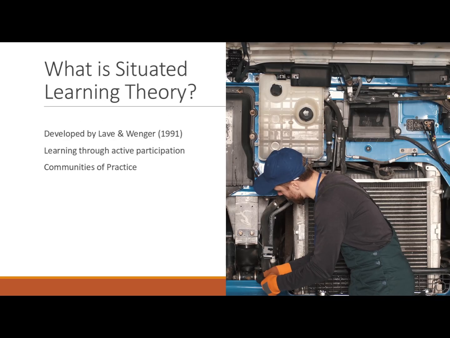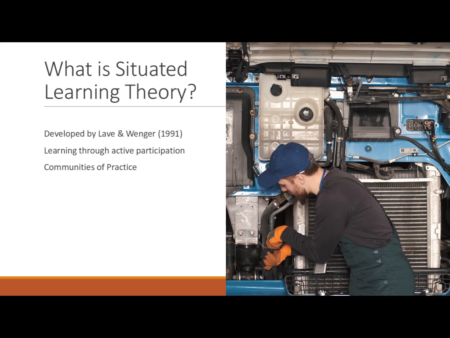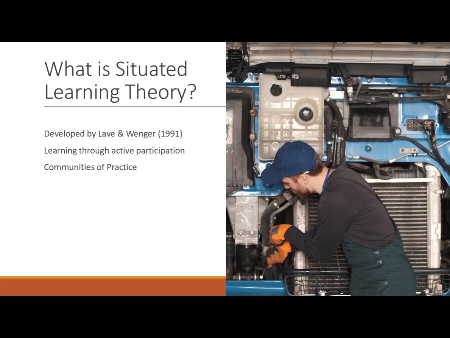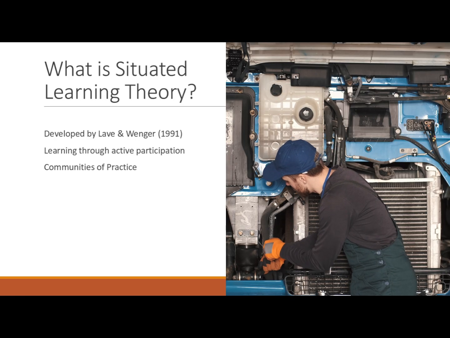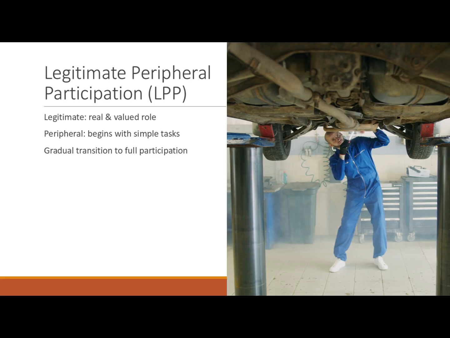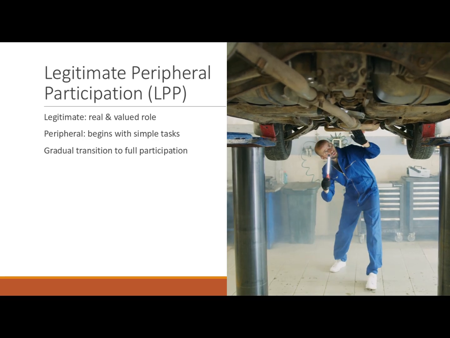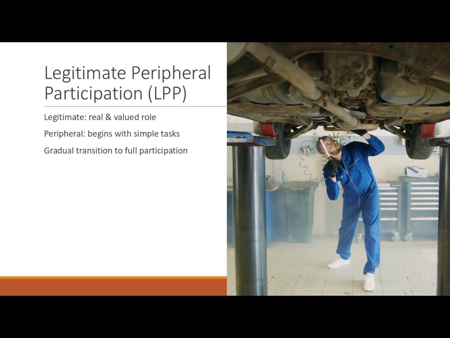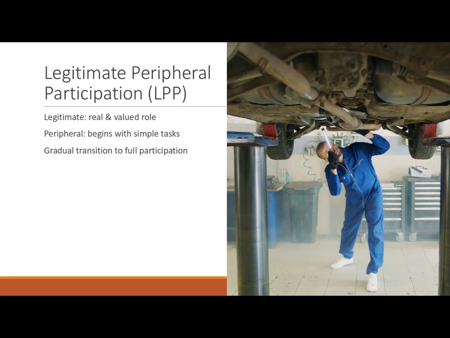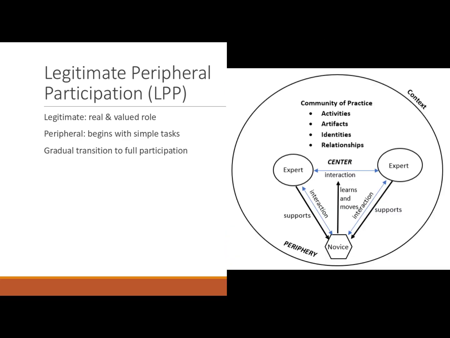Situated learning theory, or SLT, explains how learning happens through active participation in a community of practice. In these communities, newcomers learn by working alongside experts, gradually moving from the periphery of the group toward becoming full members. Lave and Wenger called this process Legitimate Peripheral Participation, or LPP. It's called legitimate because the learner's role is real and valued, and peripheral because they begin with simpler, low-risk tasks. Over time, as they gain skill and confidence, they move toward the center of the community, becoming experts themselves.